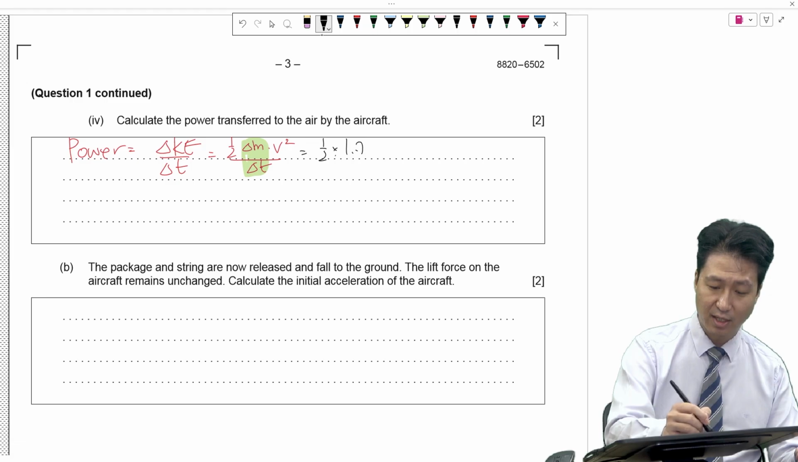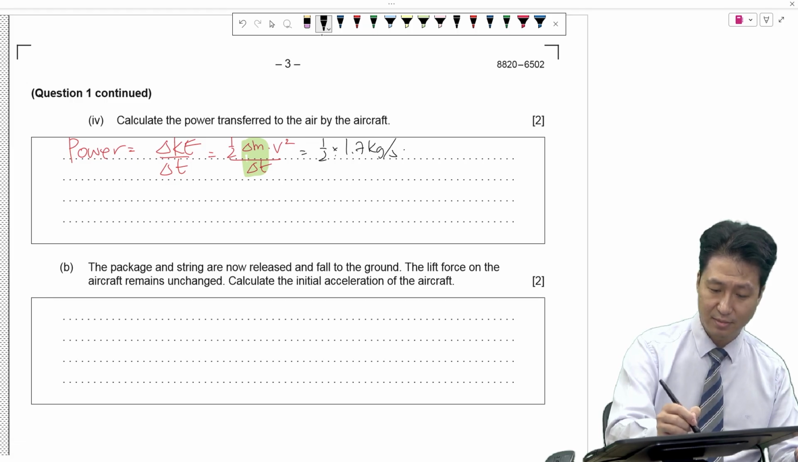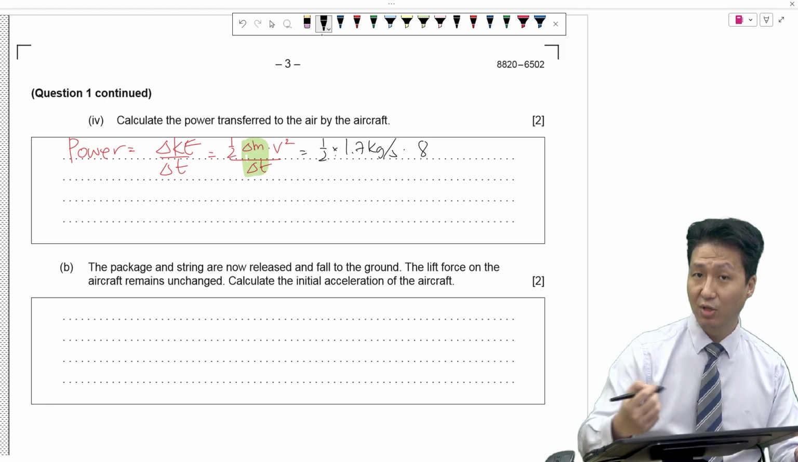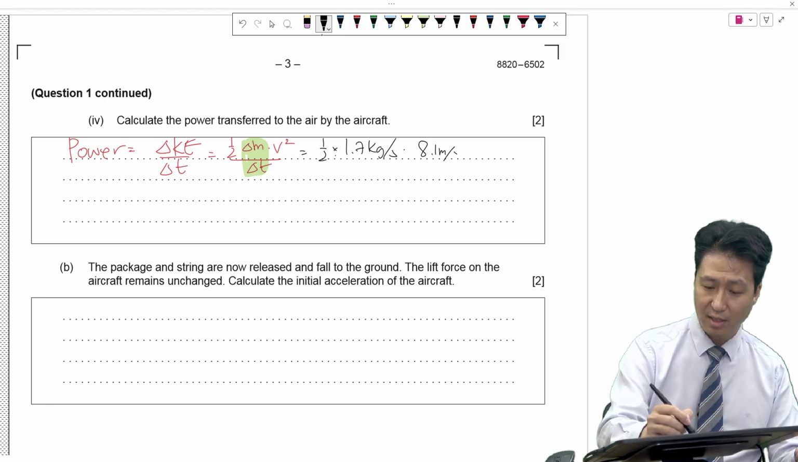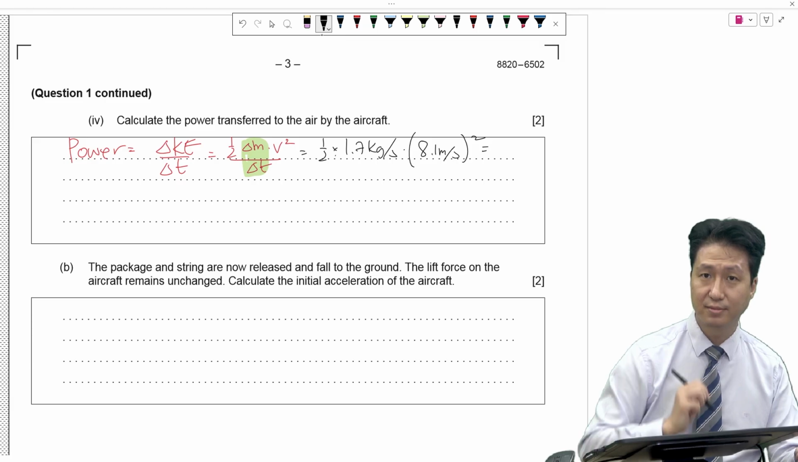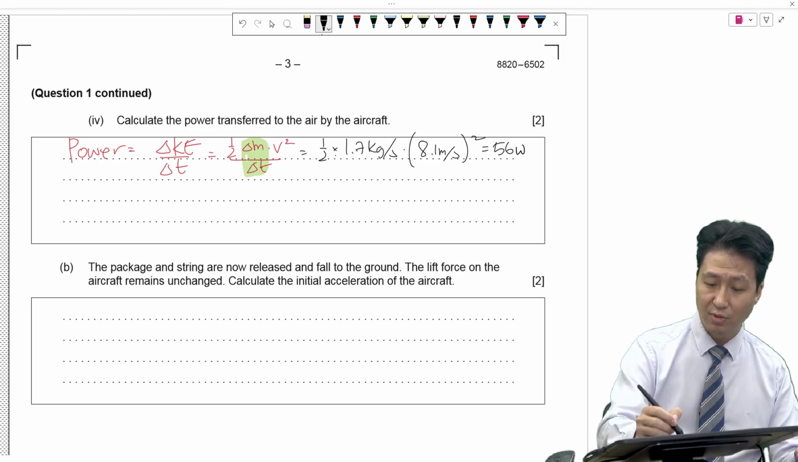So it's 1/2 times 1.7 kilograms per second times, and we already found the velocity of the air, 8.1 meters per second squared. And this would give us approximately 56 watts.